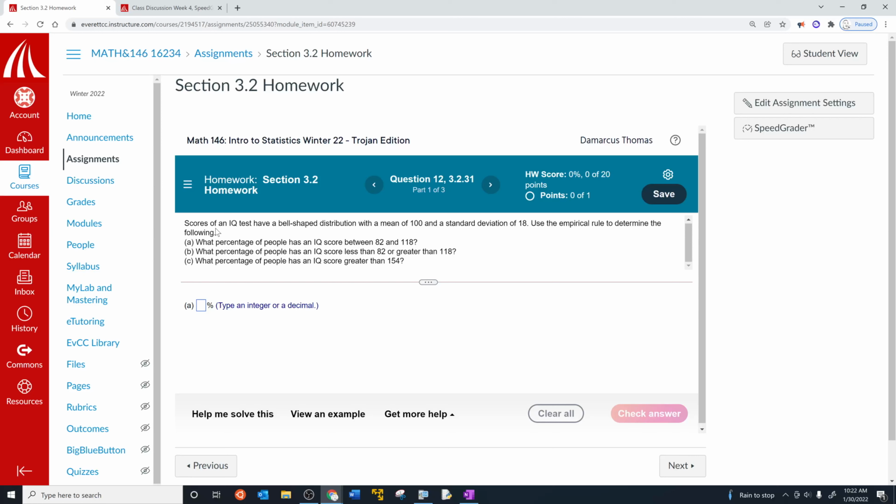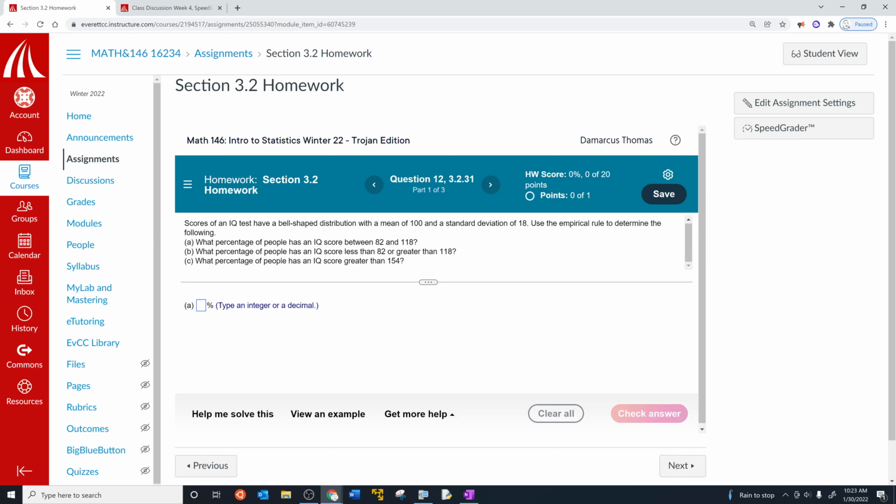It says scores of an IQ test have a bell-shaped distribution with a mean of 100 and standard deviation of 18. Use the empirical rule to determine the following. What percentage of people has an IQ score between 82 and 118, less than 82 or greater than 118, and what percentage of people have an IQ greater than 154?